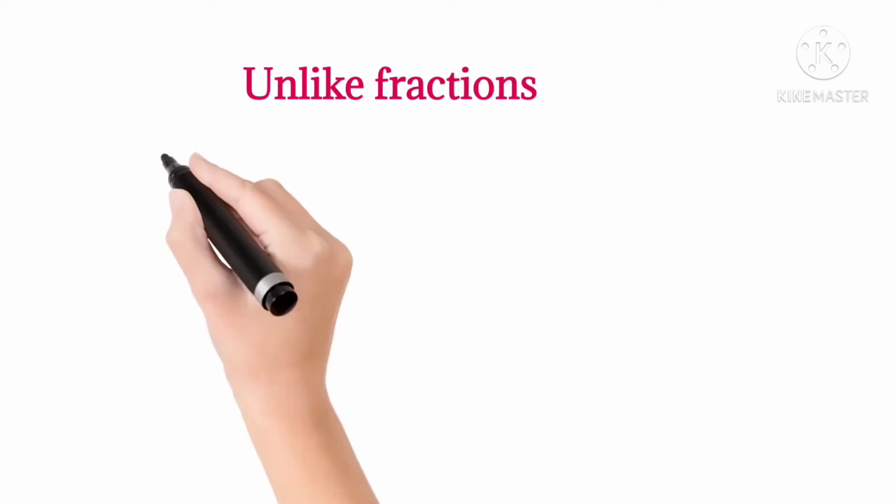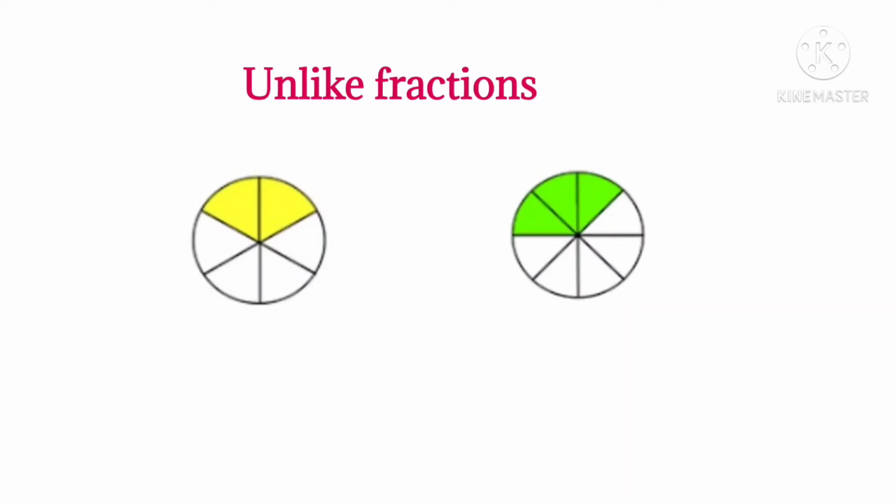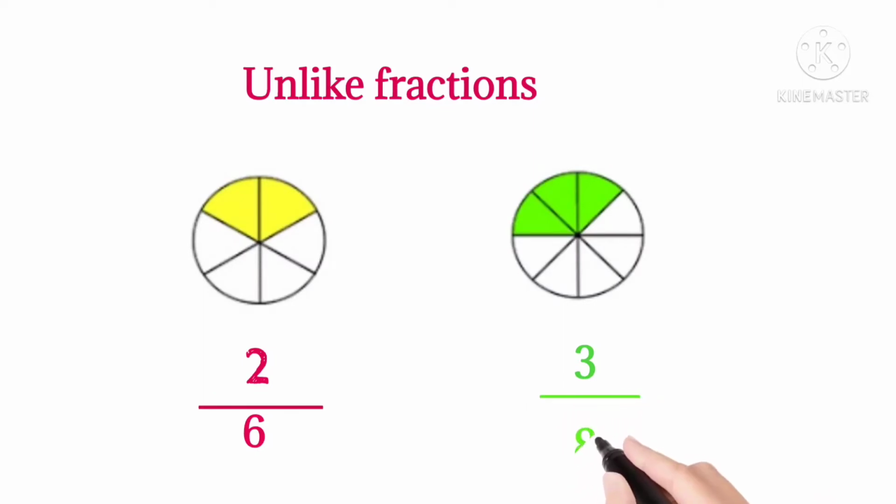Next, unlike fraction. Here the first figure has equal 6 parts from which 2 parts are shaded. So the fraction of the shaded portion of the first figure is 2 by 6. Here 2 is the numerator and 6 is the denominator. The second figure has equal 8 parts from which 3 parts are shaded. So, the fraction of the shaded portion of the second figure is 3 by 8. Here 3 is the numerator and 8 is the denominator.